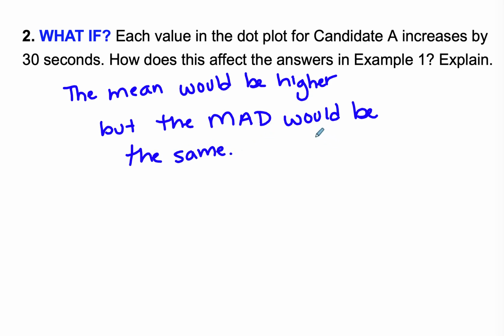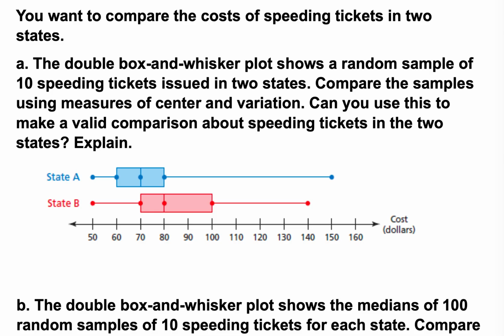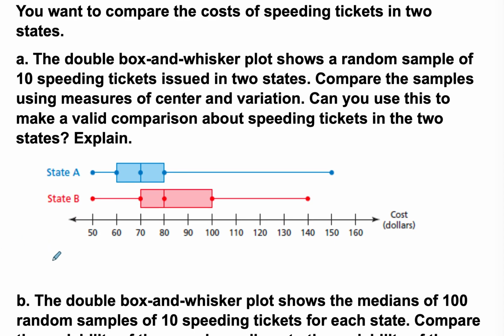Mean tells you the middle. MAD tells you how spread apart they are. All right, let's take a look at our next example.